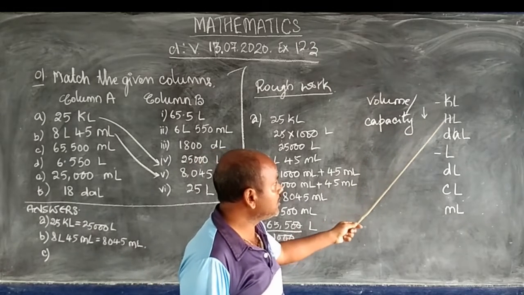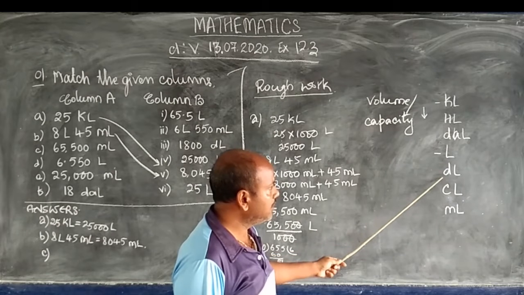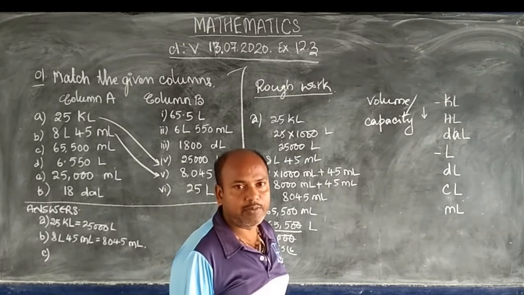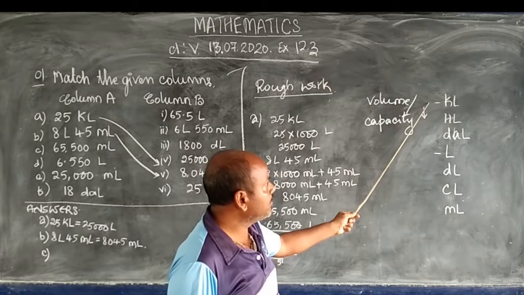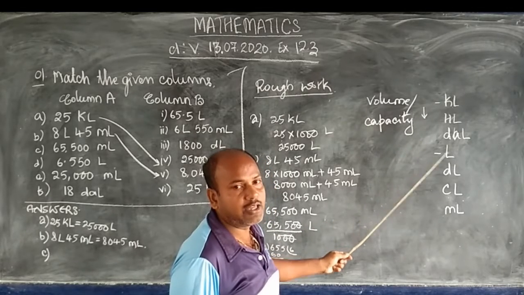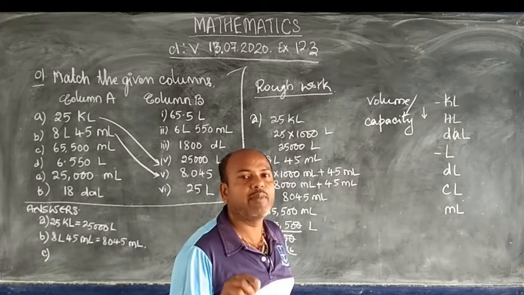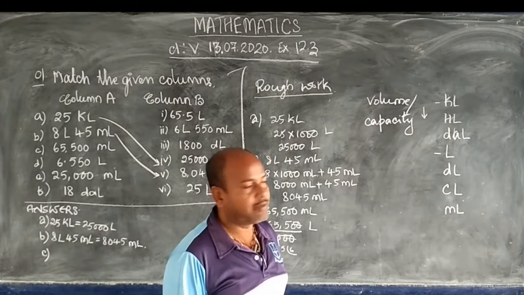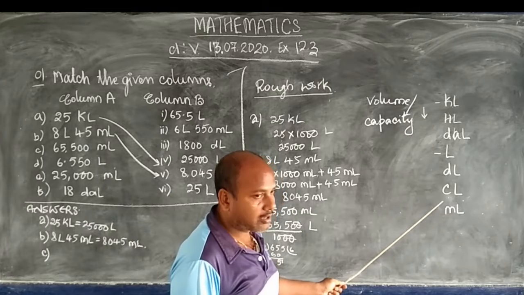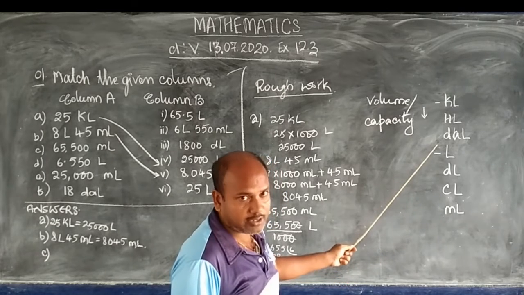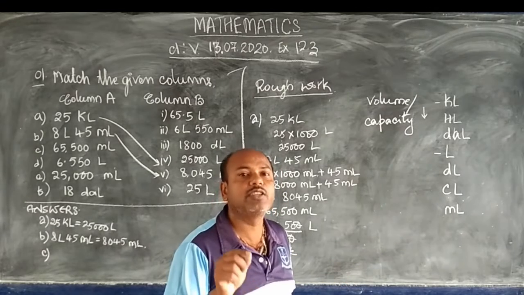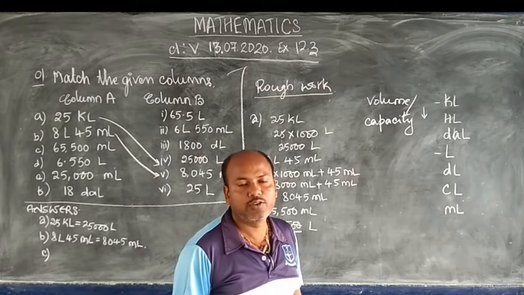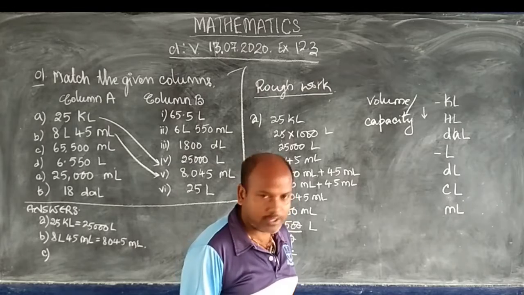These volumes are kiloliter, hectoliter, decaliter, liter, deciliter, centiliter and milliliter. Remember once again, for revision I am telling you, when we convert the bigger unit into the smaller unit, we need to multiply, and we multiply by 10 for each successive step. Similarly, when we convert the smaller unit into larger unit, for each step we need to divide it by 10. So this is the basic concept we require to answer these questions.